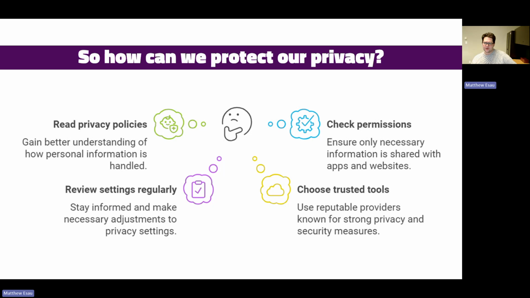Ways to protect yourself: read the policies or get AI to summarize them for you. They're super long and legalistic, and AI can summarize that very nicely. Review the settings regularly. They'll often change the settings, so you need to review regularly to make sure they're still the correct privacy settings. Check the permissions you have enabled to see if you're giving more permission than you want, and choose trusted tools. Don't go to page 50 in the app store, and be careful.